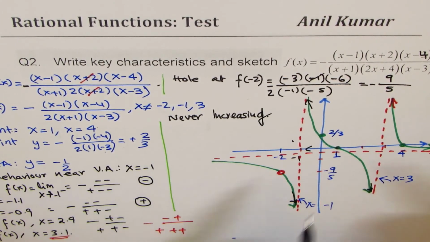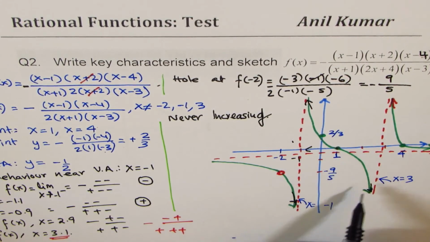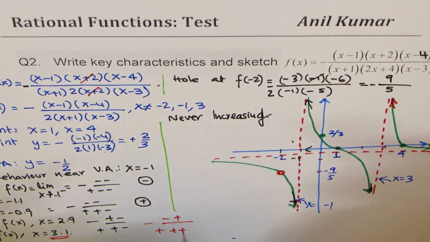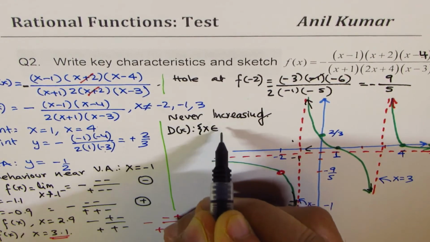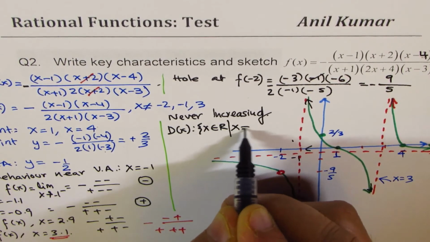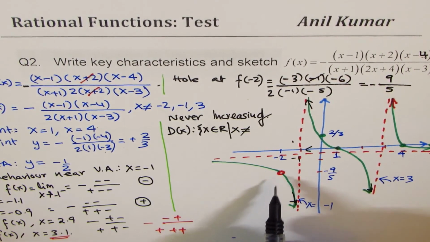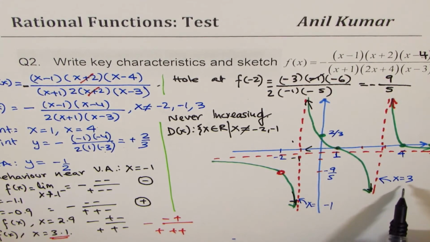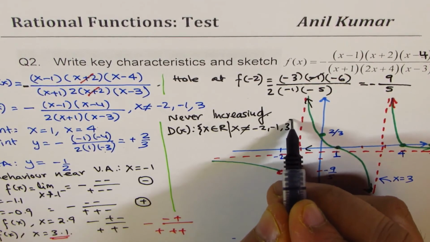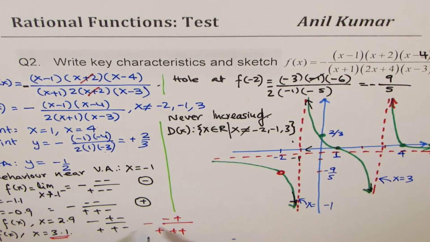Okay, never increasing. Always decreasing in its domain. So let's write the domain first. The domain of the function is x belongs to real numbers where x is not equal to -2, -1, and this asymptote, which is at 3. So these are the restrictions.